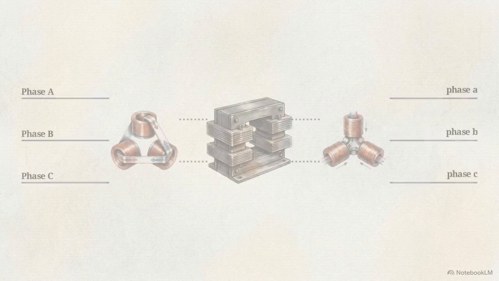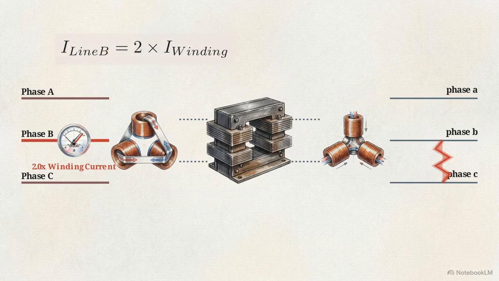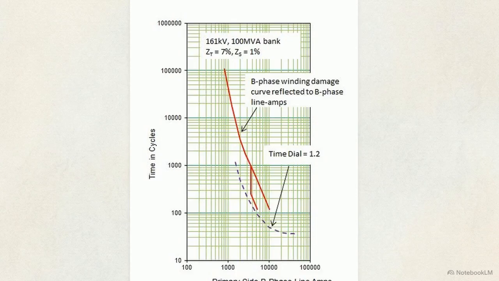The geometry becomes even more critical during an unbalanced fault. If a phase-to-phase fault occurs on the secondary side of a delta Y transformer, the physics of the delta winding force the primary B-phase line to carry twice the load of the individual windings involved. This chart details a B-phase winding damage curve specifically reflected to the B-phase line current using a factor of 2.